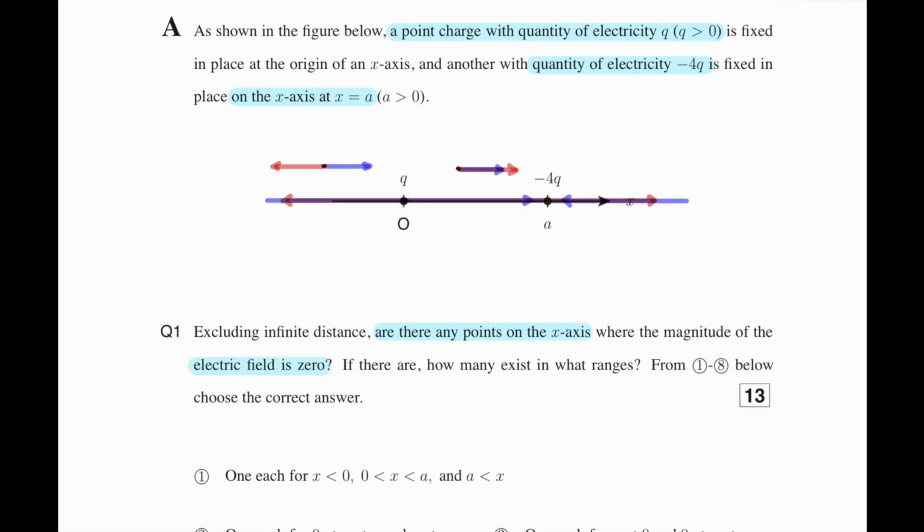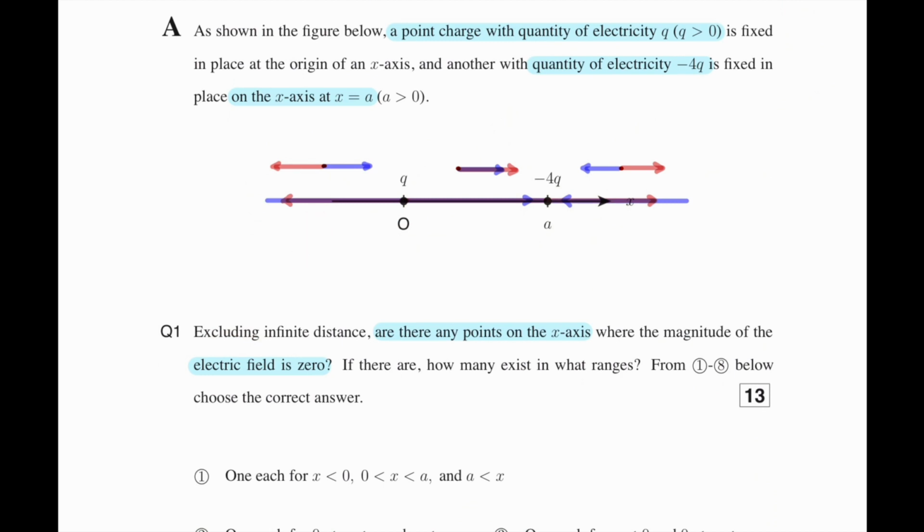And then for the third region here, the red goes to the right and the blue goes to the left. So by considering the direction only, it is possible to obtain electric field equal to zero in this third region. So it is possible here, and it's also possible here, by considering the direction only. But if we try to calculate it, the only possible region is this one.